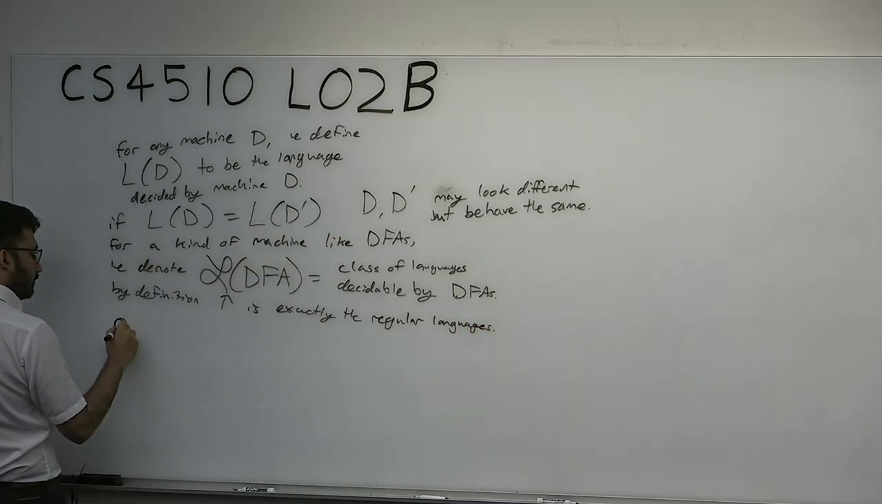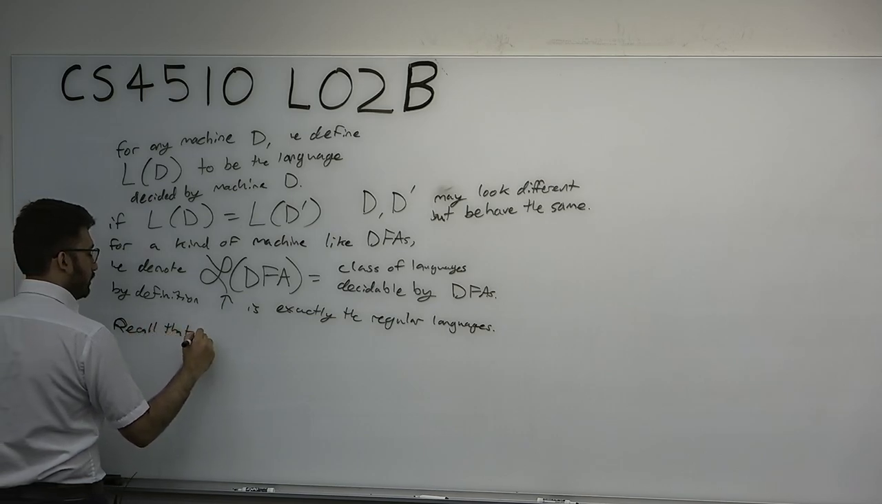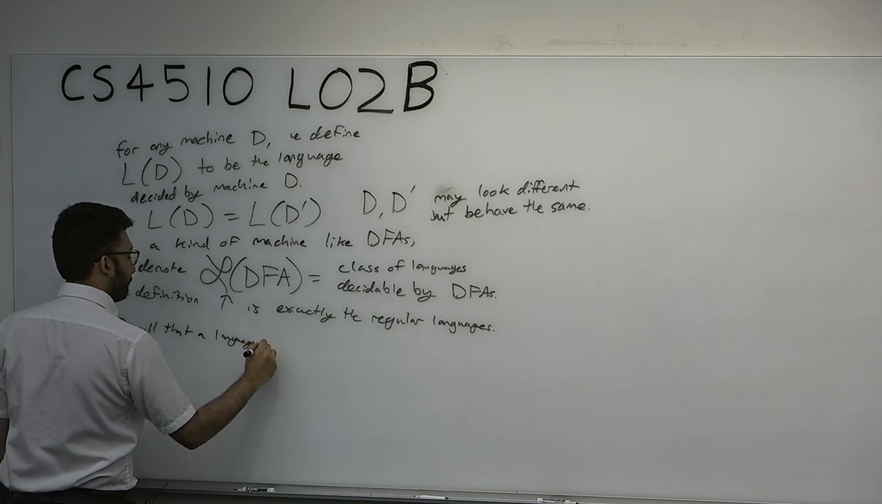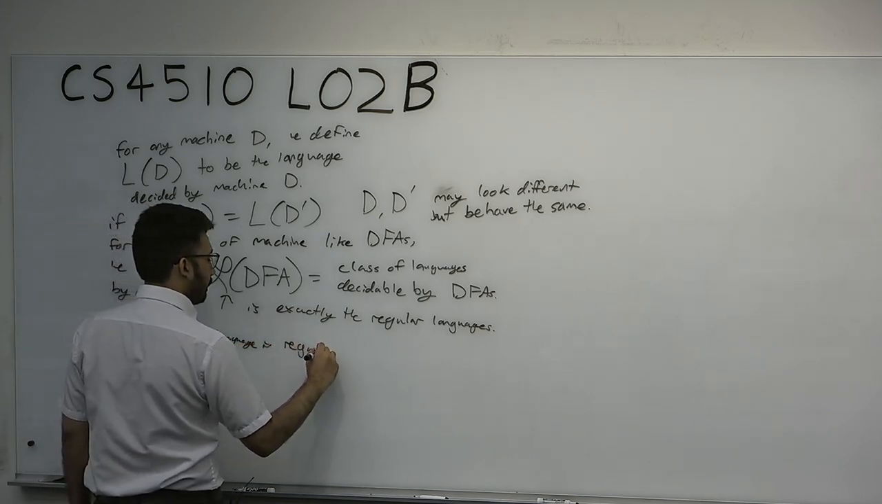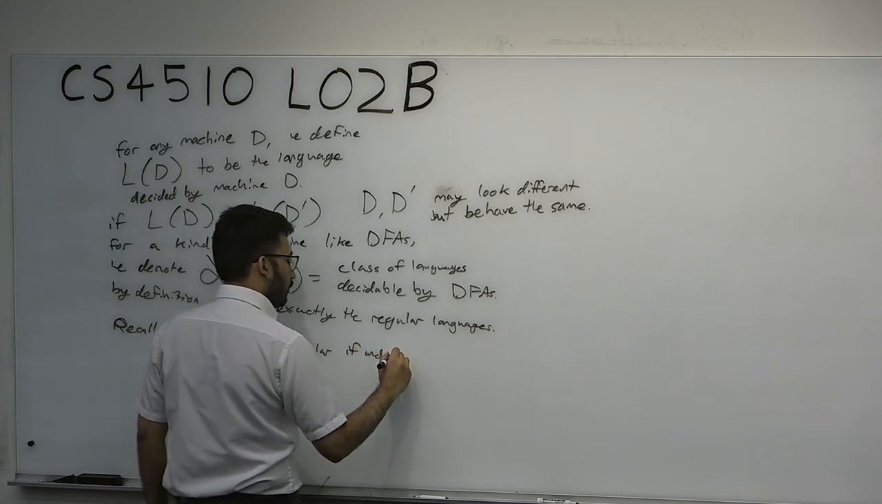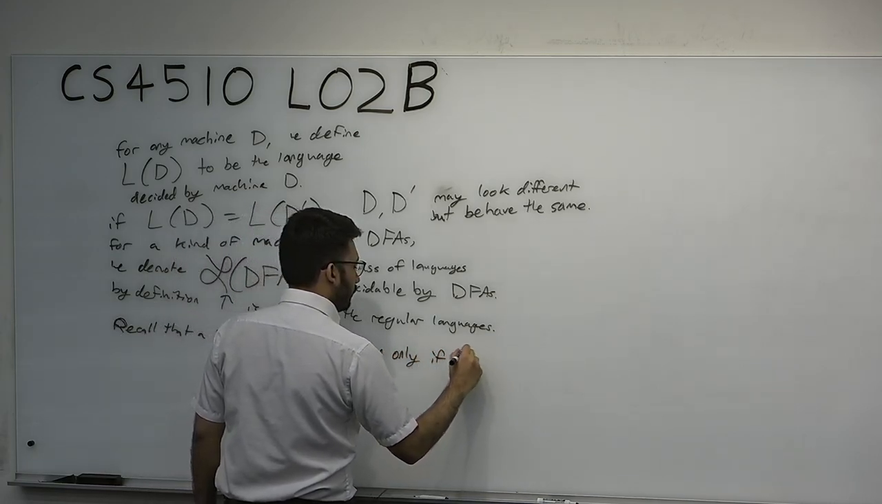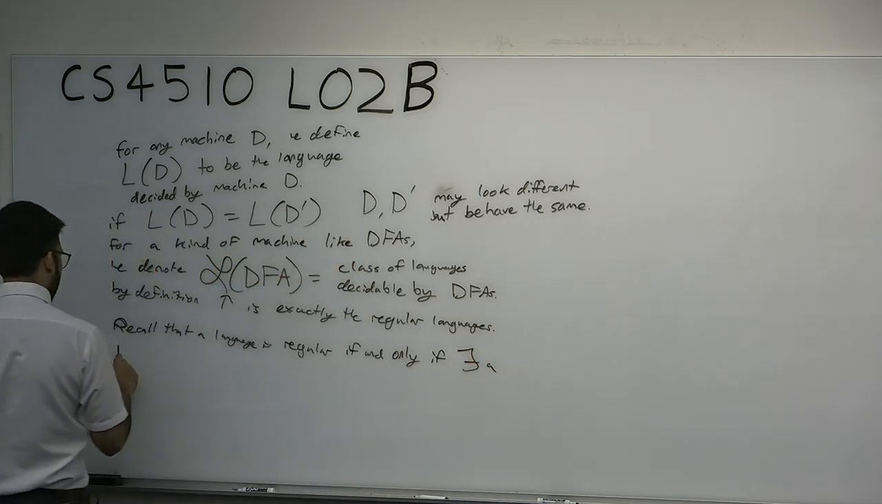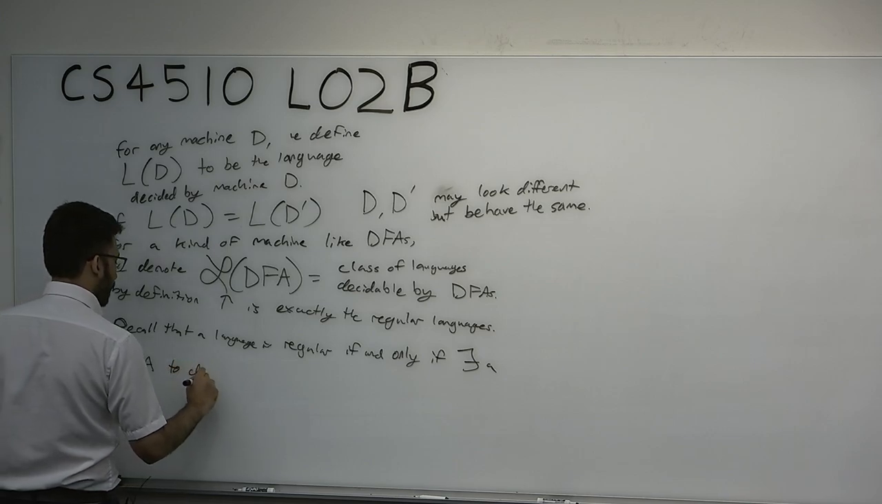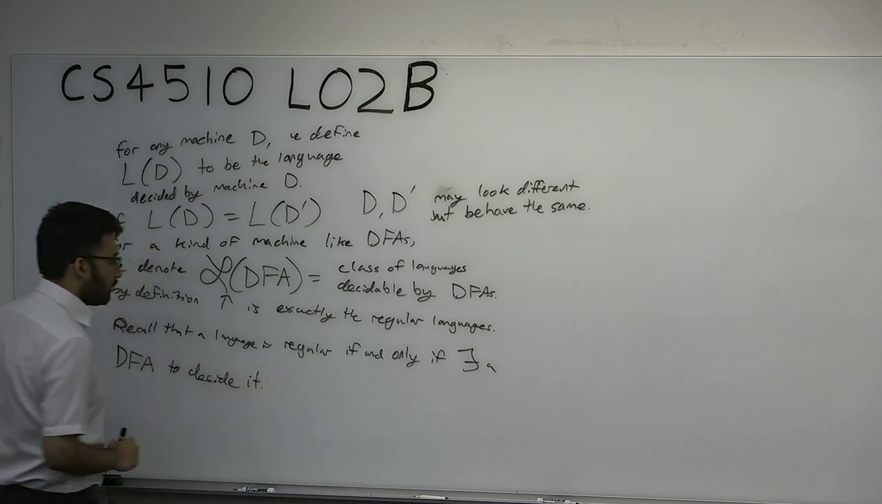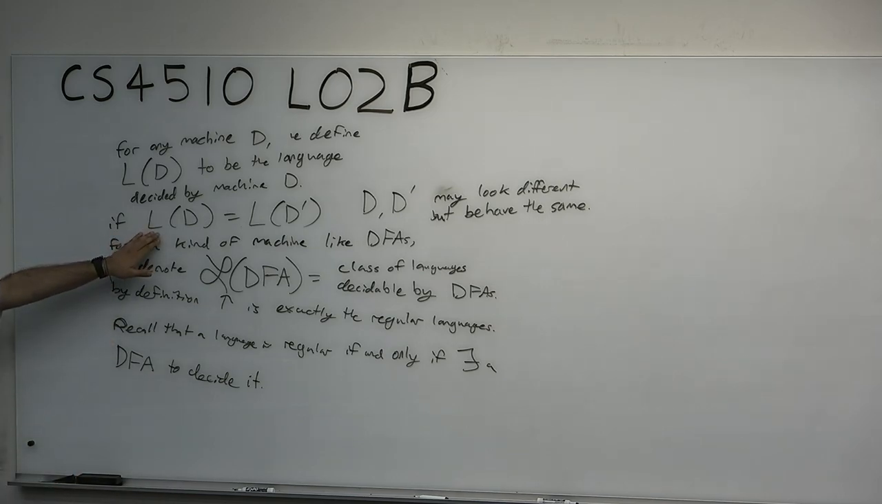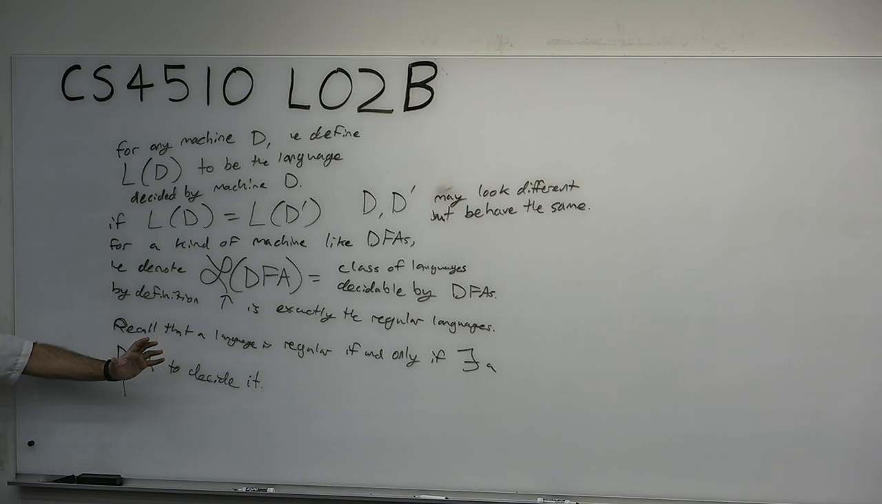Recall that a language is regular if and only if there exists a DFA to decide it. So normal script L is the language itself of that specific machine. Fancy script L is the entire class. So the elements of this are words that are accepted, and the elements of this are languages. So all the regular languages and exactly the regular languages are in L of DFA.